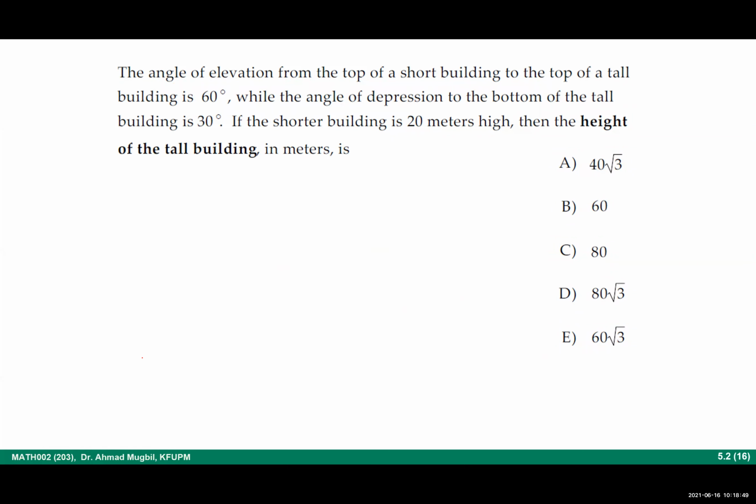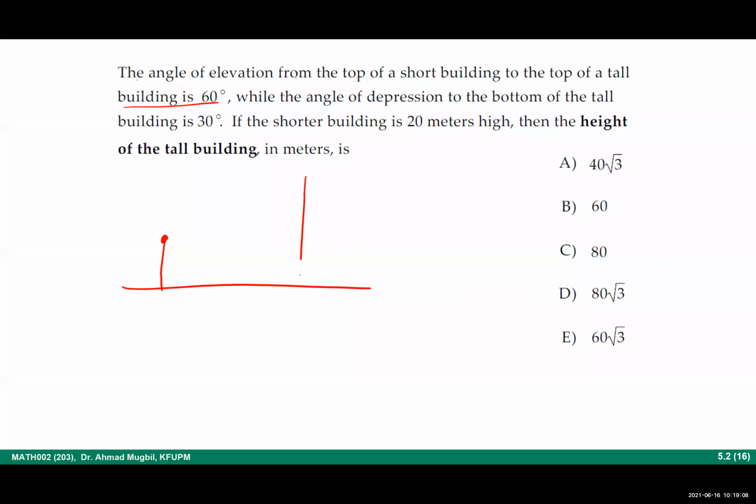Again, we have, ya Shabab, here a ground, let's say this is the ground. From the top of a short building, this is a short building. The angle of elevation from the top of a short building to the top of a tall building is 60. So we have here a tall building. So if the angle of elevation is 60, this means what? You need, ya Shabab, to draw a line, as I told you. Always draw a horizontal line. So this is 60.